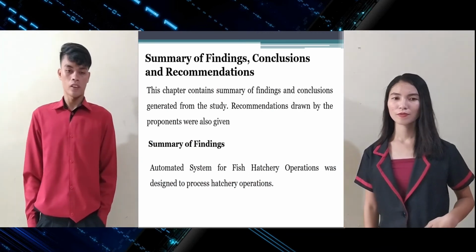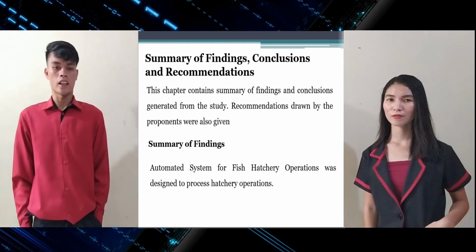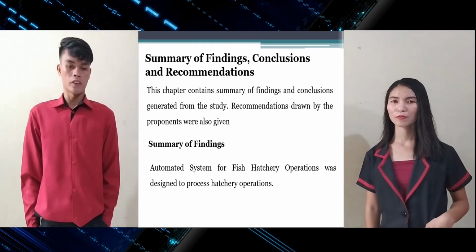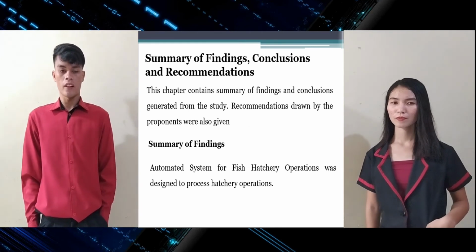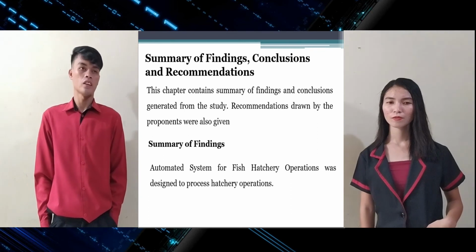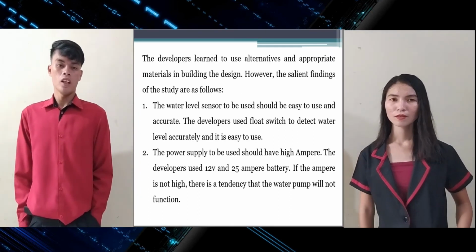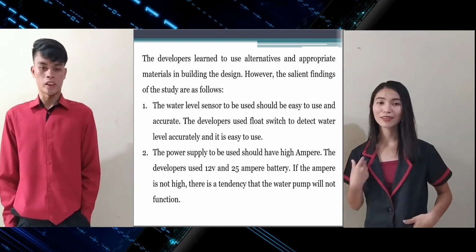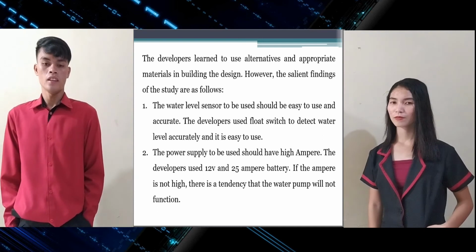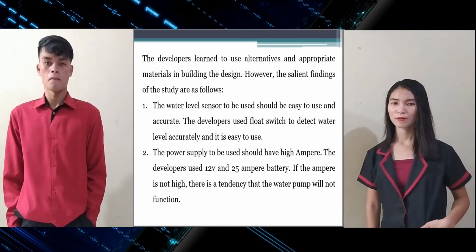Summary of findings, conclusions, and recommendations. This chapter contains the summary of findings and conclusions generated from the study. Recommendations drawn by the proponents were also given. Summary of findings: the automated system for fish hatchery operations was designed to process hatchery operations. The developers learned to use alternatives and appropriate materials in building the design. However, the salient findings of the study are as follows.